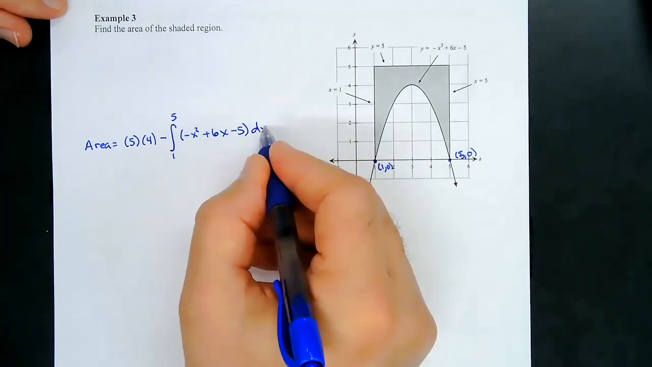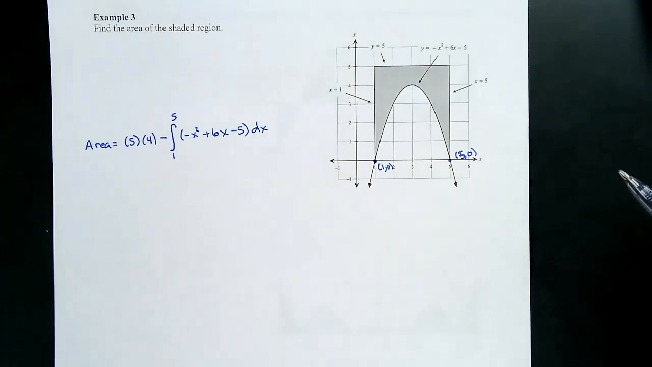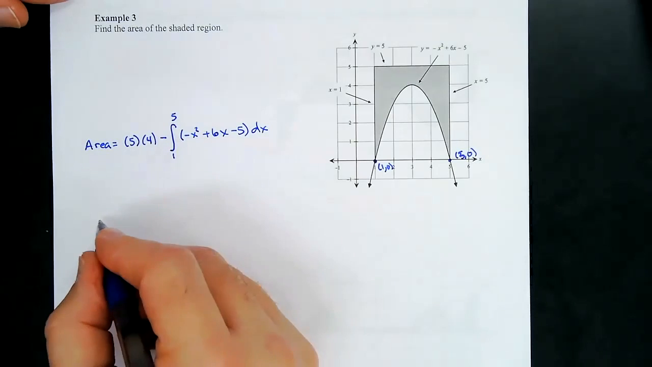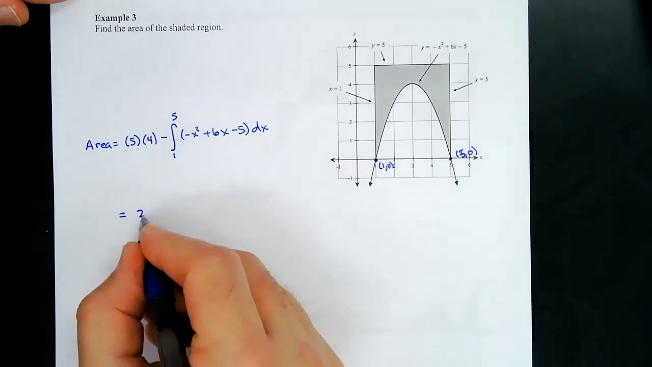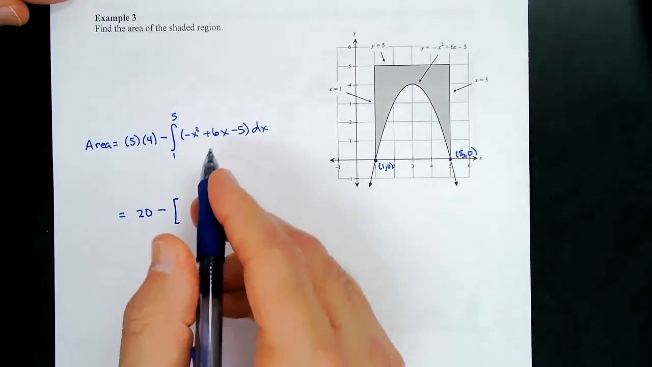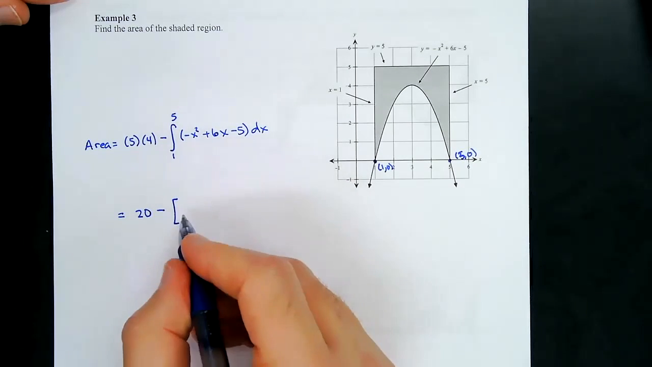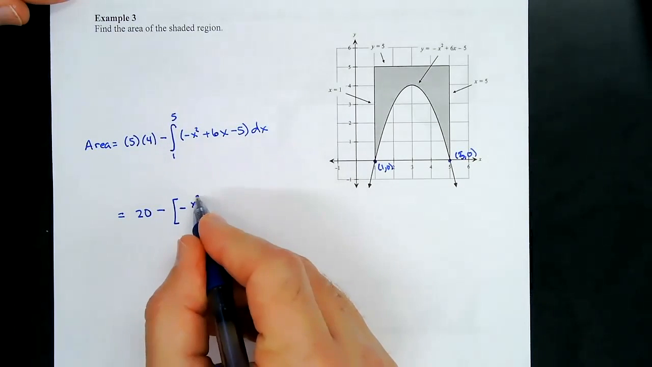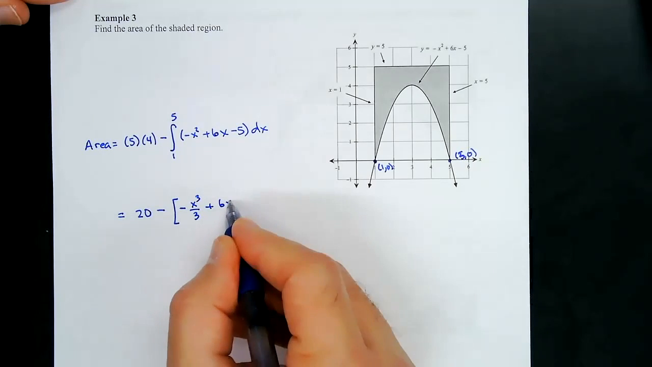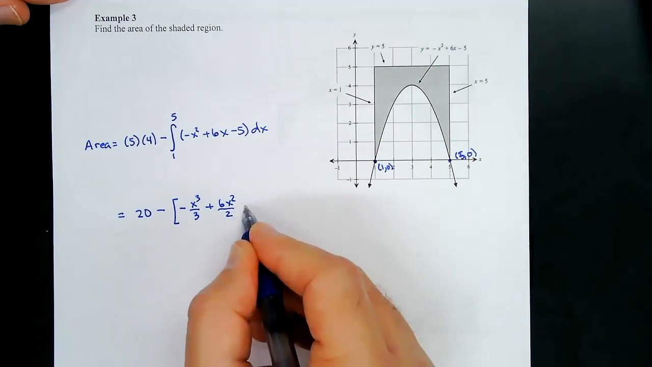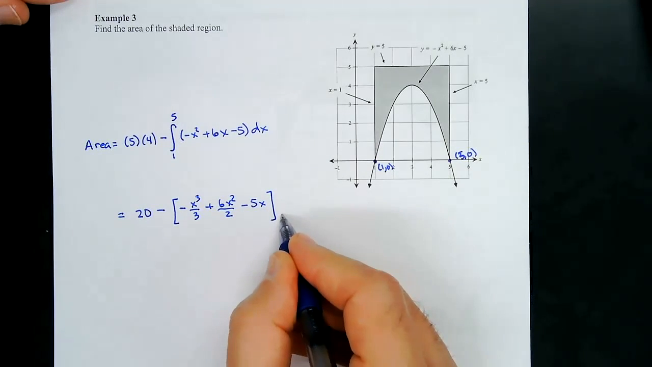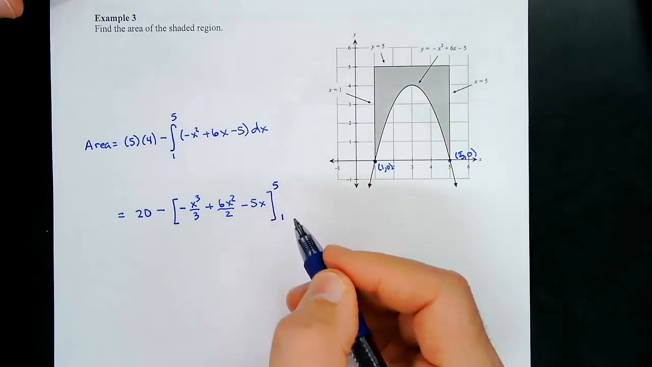And then dx. And so that's all we're going to have to do: we're going to have to evaluate this integral and we'll have it. Okay. So 5 times 4 is 20. So this gives me an area of 20 minus, and then this antiderivative would be negative x cubed over 3 plus 6x squared over 2 minus 5x, and then close the bracket, and we want to evaluate this from 1 to 5.